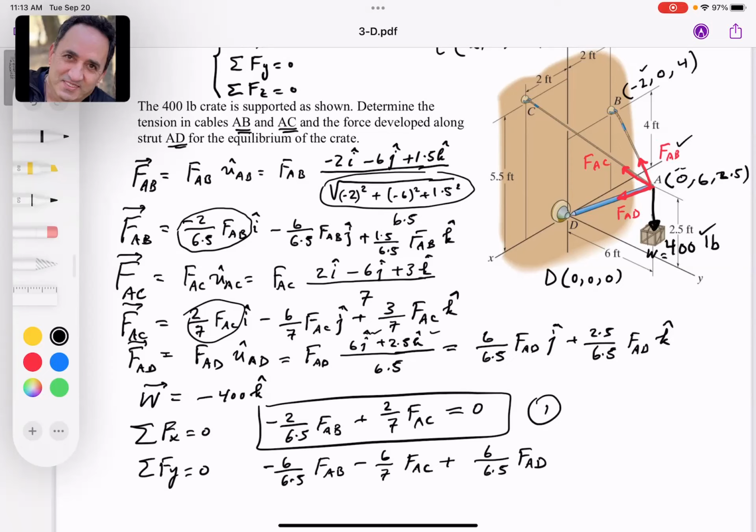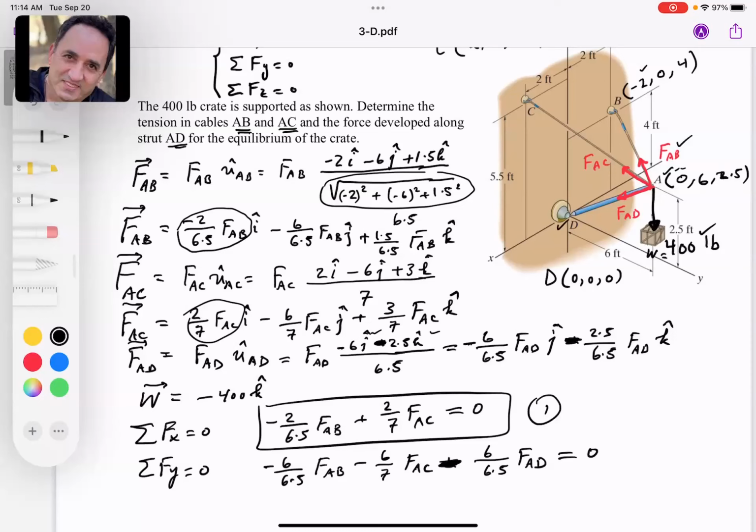I believe I made a mistake here, guys. When I did the UAD, remember, A is the initial, D is final. So I should have subtracted. I should have had a minus 6 here, minus 2.5. Okay, guys, so just logically, that's the way it should be.